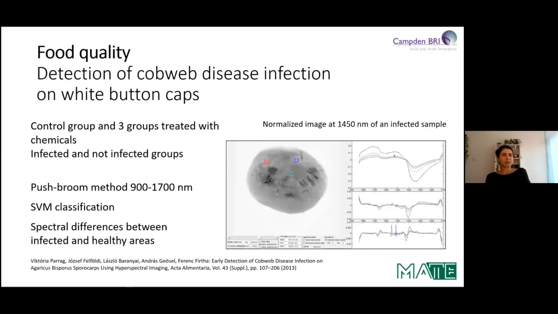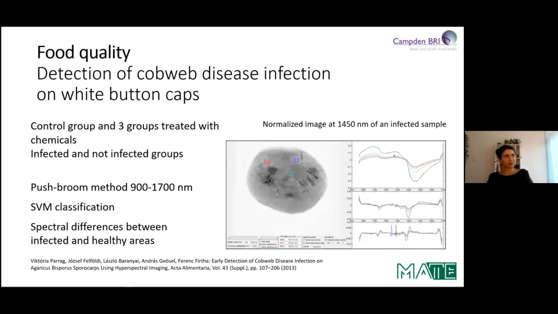In this second example, it was about the detection of cobweb disease. Cobweb disease is a common fungal infection of mushrooms. It can spread after harvest as well, causing significant economic loss in the mushroom sector.